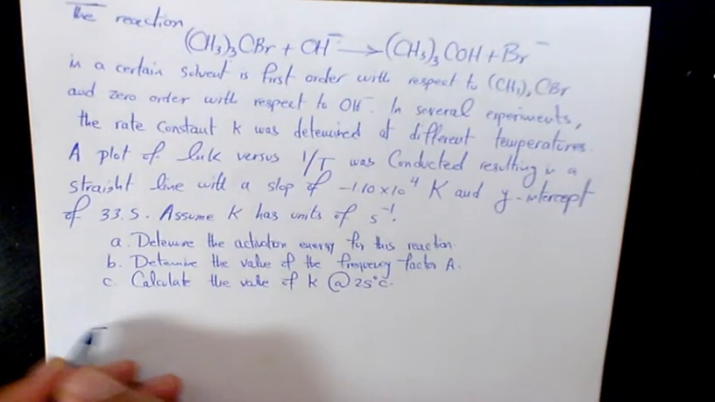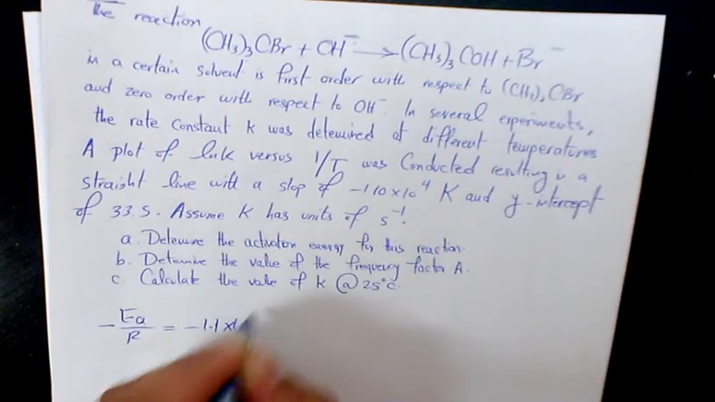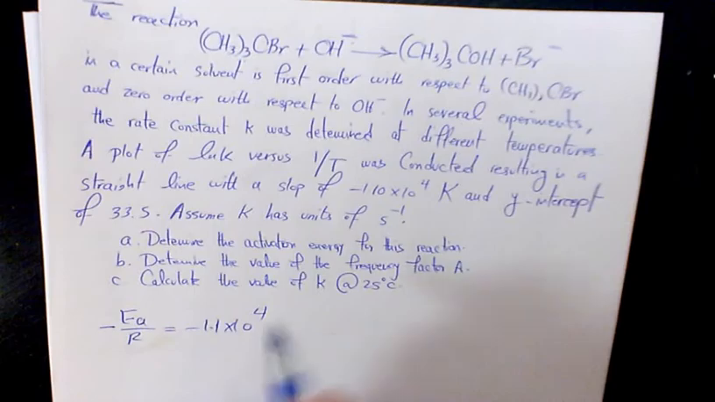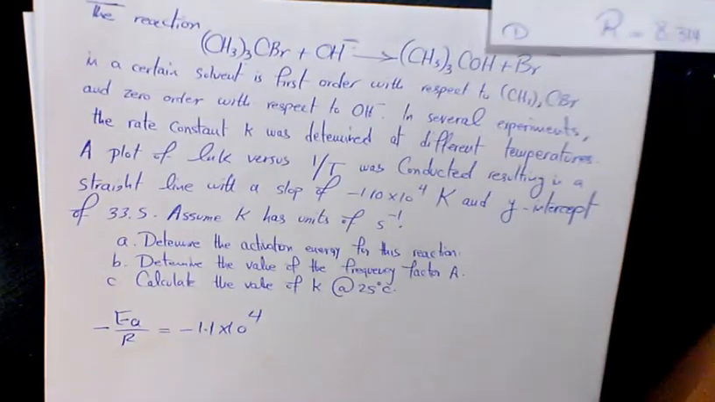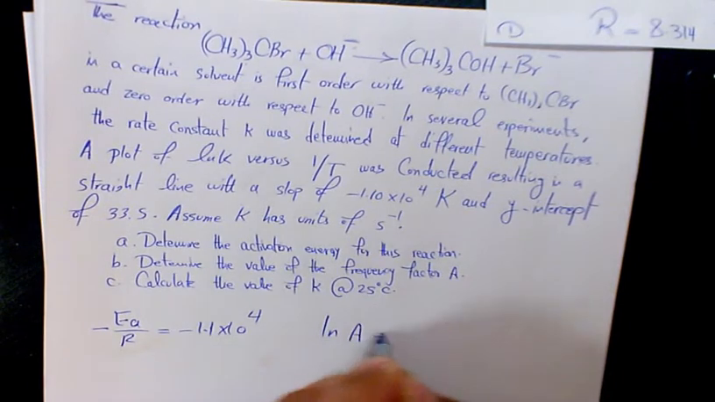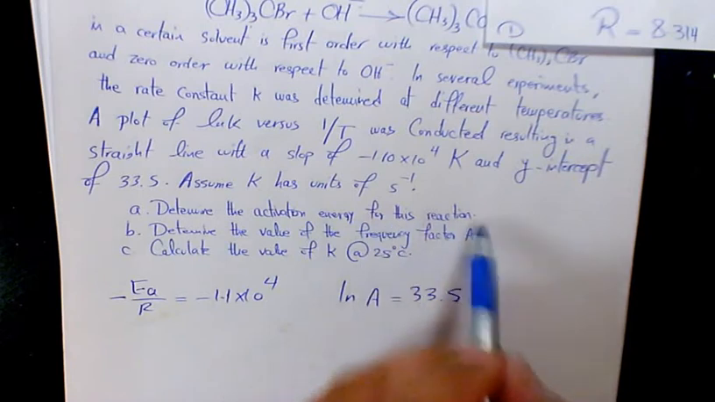So it means that negative EA over R is negative 1.1 times 10 to the power 4 Kelvin. And the y-intercept, again referring to this one, is ln A, which is 33.5. Determine the activation energy for this reaction.